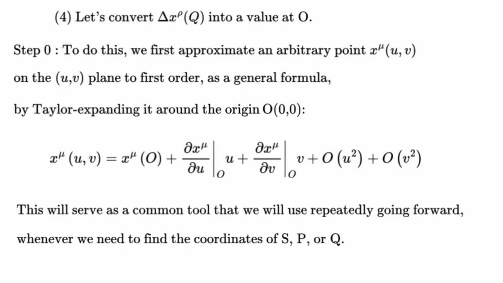Step 0. To do this, we first approximate an arbitrary point x^μ(u, v) on the u, v plane to first order, as a general formula, by Taylor expanding it around the origin O. This will serve as a common tool that we will use repeatedly going forward, whenever we need to find the coordinates of S, P, or Q.